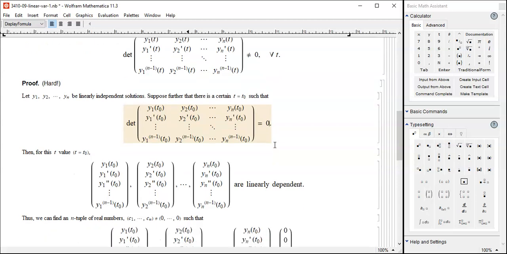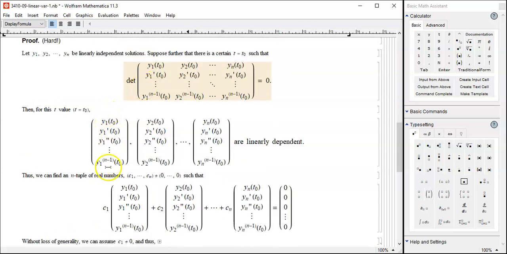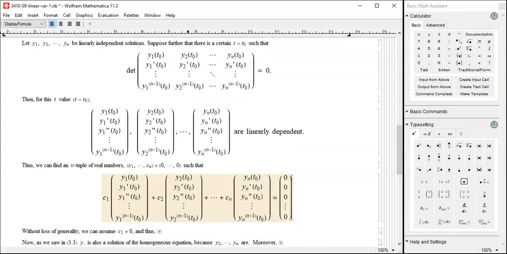Now, for this t0 value, we're going to get numbers here. y1 of t0, y1 prime of t0, all these are numbers. Whereas for general t, all these columns are column vector functions. But here, these are numbers. So we have these n vectors in Rn, and they are linearly dependent. So we can find an n-tuple of numbers C1, C2, C3, and so on, which are not all 0, some of them non-zero, so that the linear combination is 0.